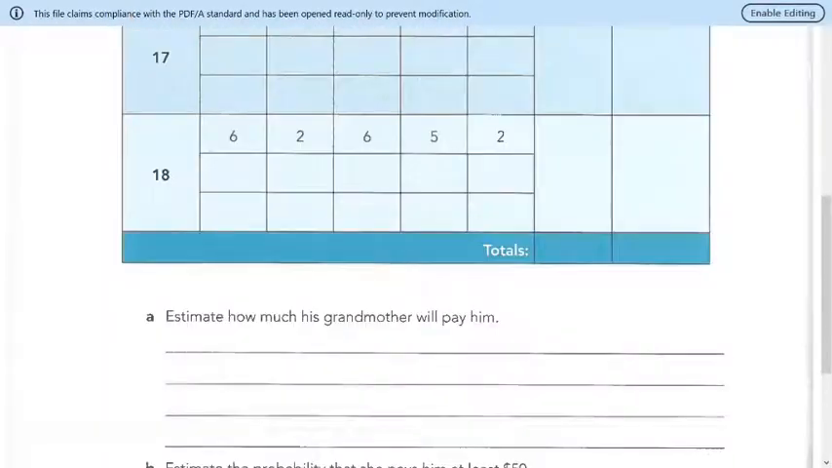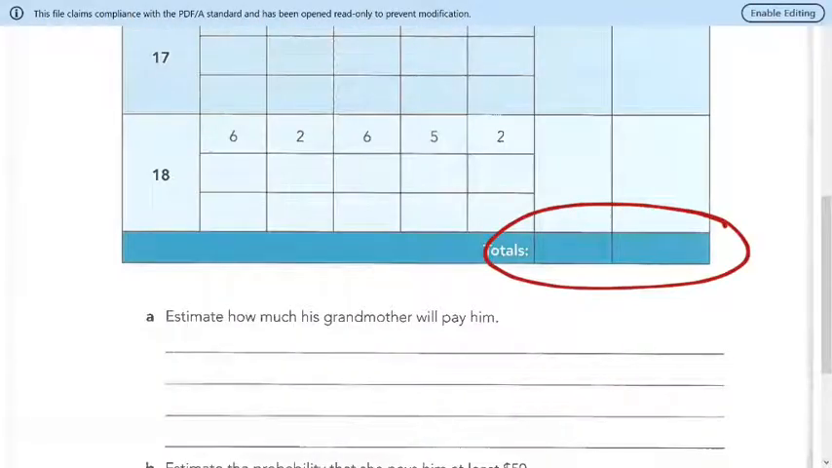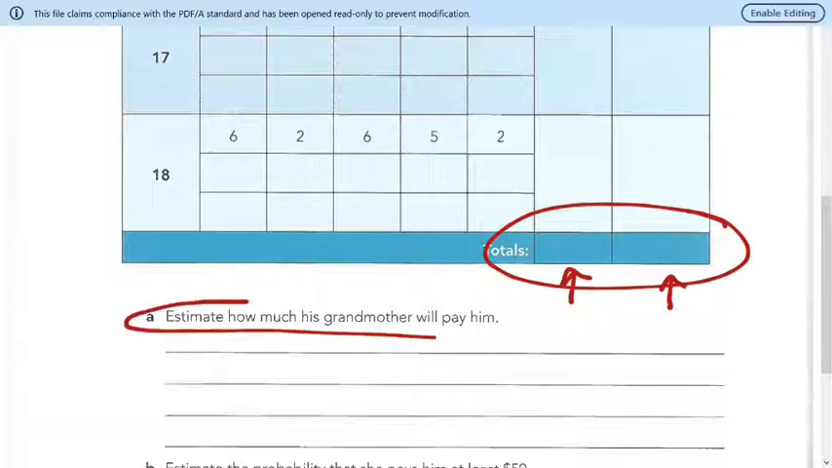All right, look. Do they this time give you the totals? No. This total then is going to be what? Total money. All the money he collected. The second total is going to be what? How many times he got more than $50? How many times he got $50 or more. Excellent. Okay? Now, look at the questions.